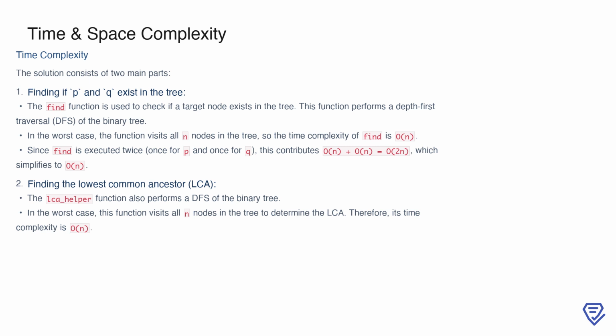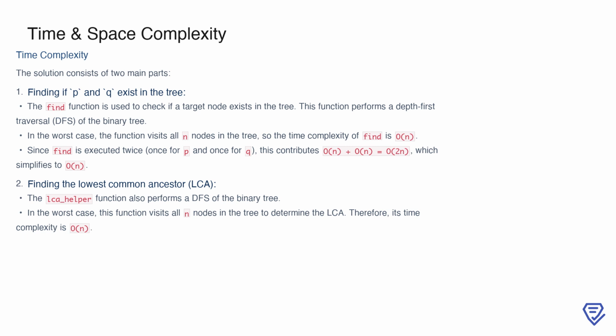In this problem, the time complexity is determined by two main operations. First, we need to check if the nodes P and Q exist in the tree. This is done using the find function, which performs a depth-first traversal of the binary tree. In the worst-case scenario, the function might visit all n nodes in the tree, making its time complexity O(n). Since we execute find twice, once for P and once for Q, the total contribution from this part is O(n) plus O(n), which simplifies to O(n).